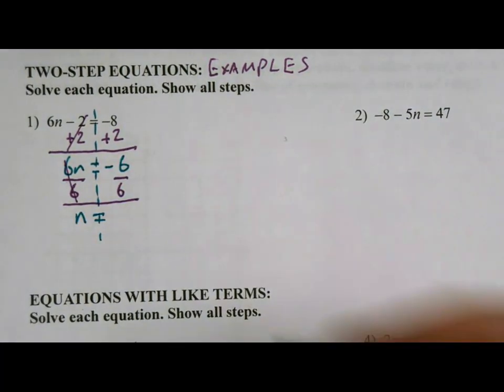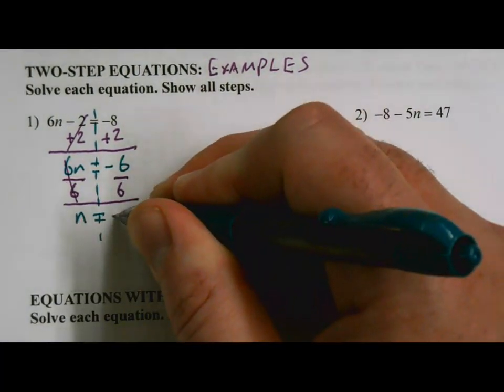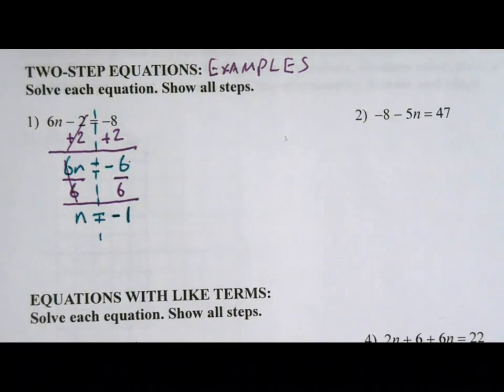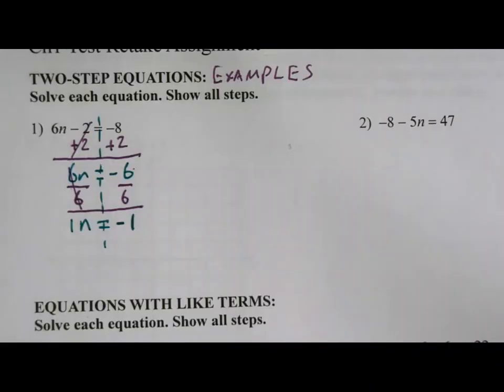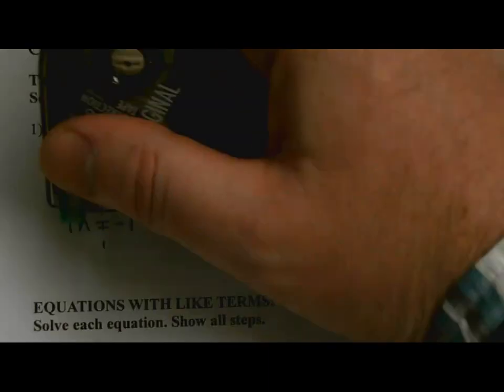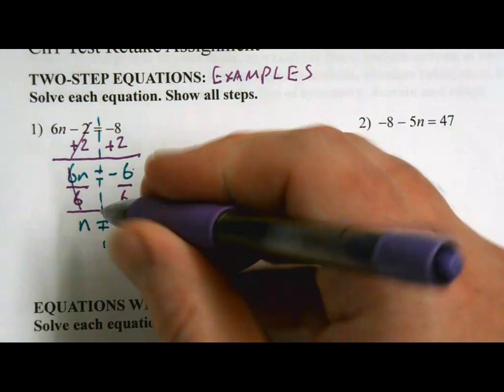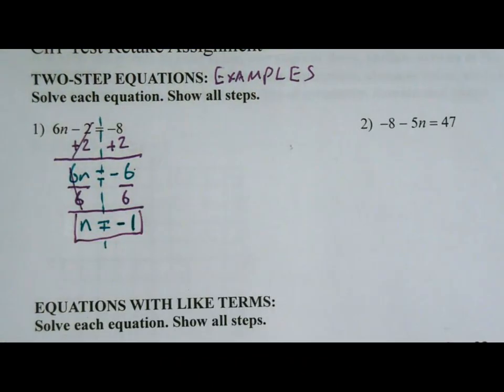Over here, we have a negative divided by a positive. That's going to give us a negative answer. 6 divided by 6 is 1. We do need to write the 1 there because we've got to have something on that side. So I could have written this as 1n equals negative 1, but I'm choosing to just write it as n equals negative 1 because now n is by itself. And so that's our final answer.